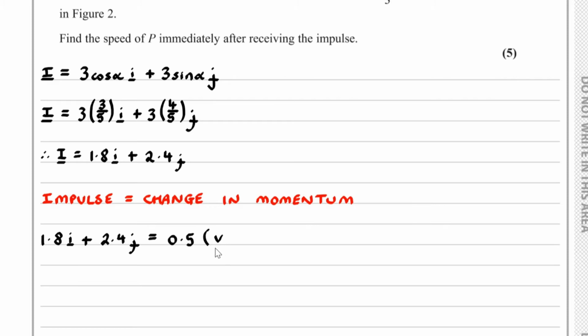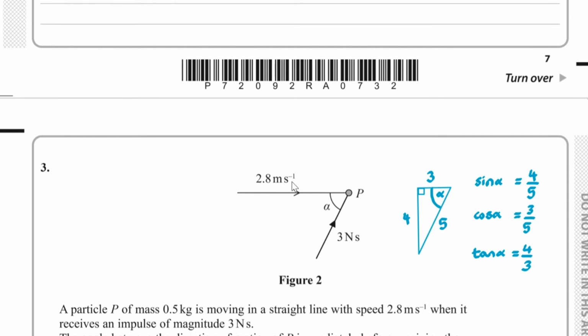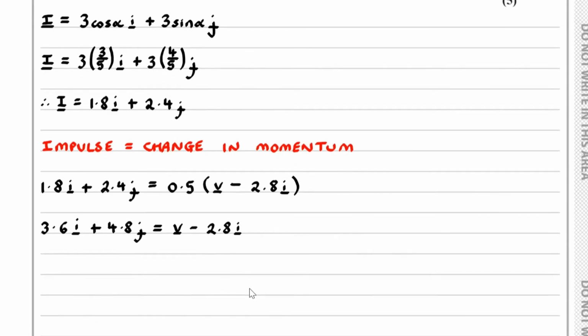So if we say that the speed after is v as a vector, and then we subtract, well, here before we have 2.8 i plus 0j, so we subtract 2.8 i. So if we multiply through by 2, we would have 3.6 i plus 4.8 j equals v subtract 2.8 i.